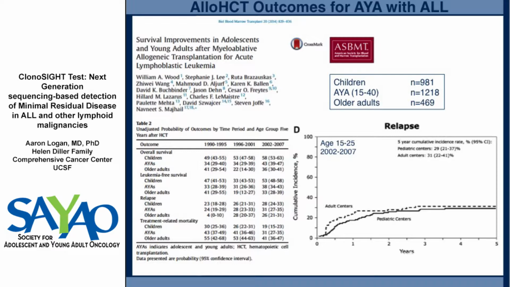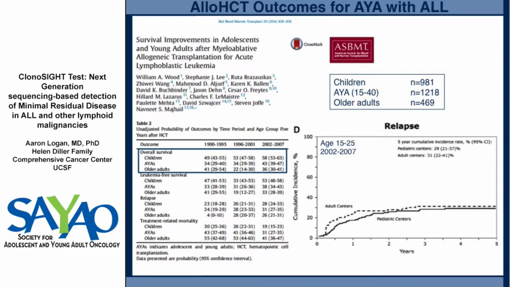This is a very nice study from Bill Wood on behalf of the CIBMTR, where they looked at the outcomes of transplant for ALL in children, and they had nearly 100 patients. The AYA population, defined as age 15 to 40, had about 1,200 patients, and then older adults. And there's always jokes about what's an older adult, and this is really starting to infringe on me because I'm savoring my last year as an AYA.